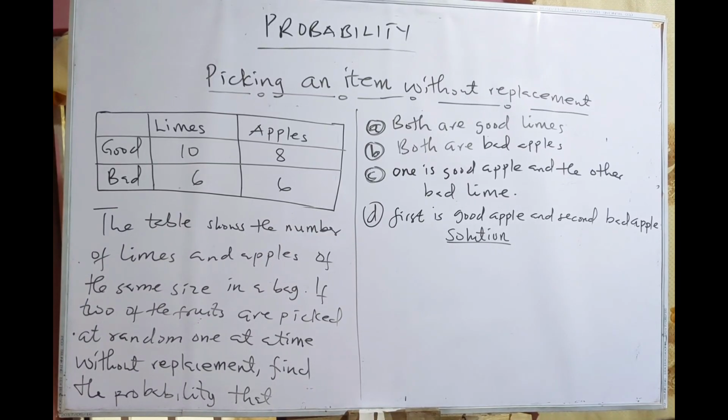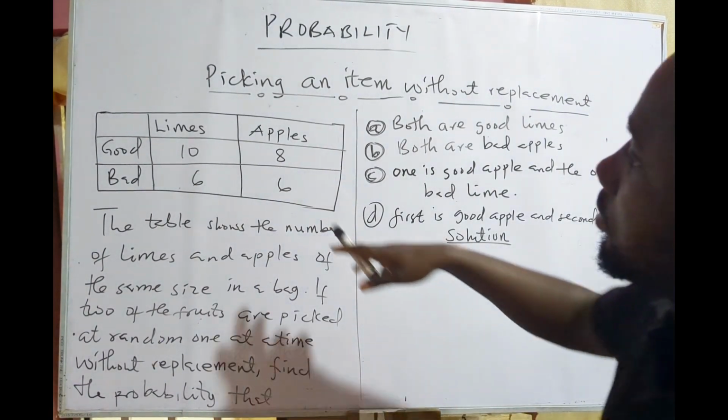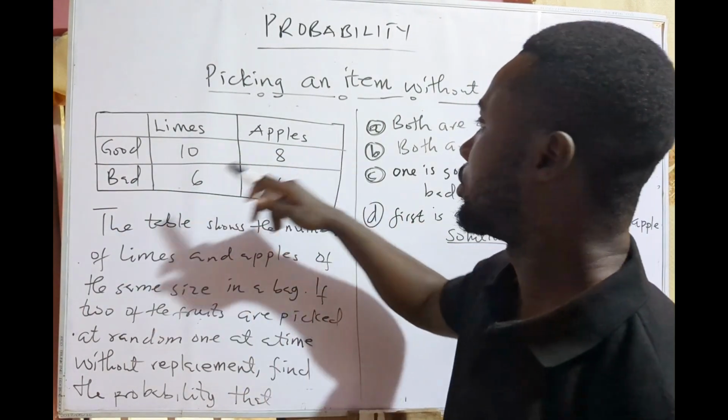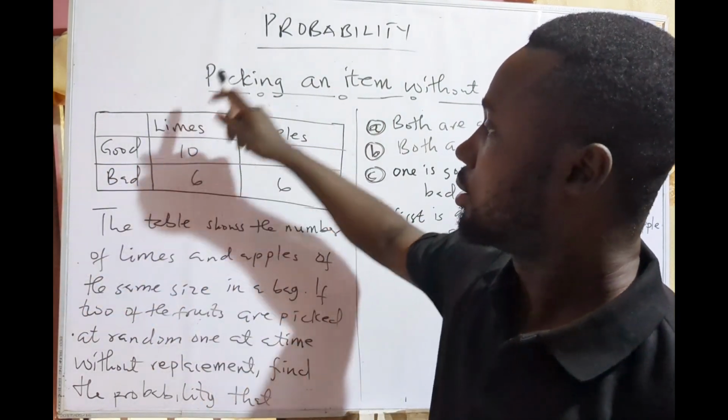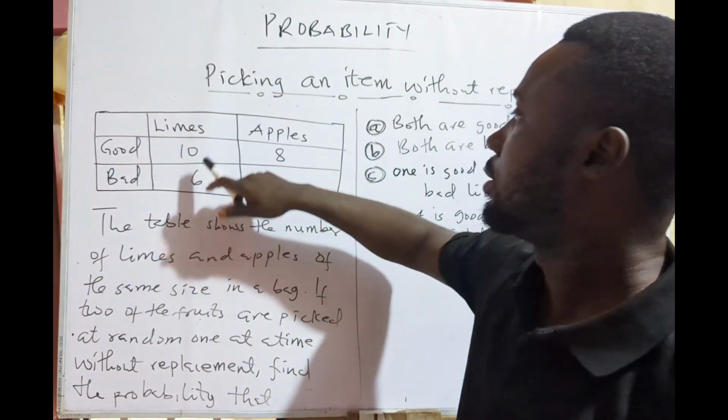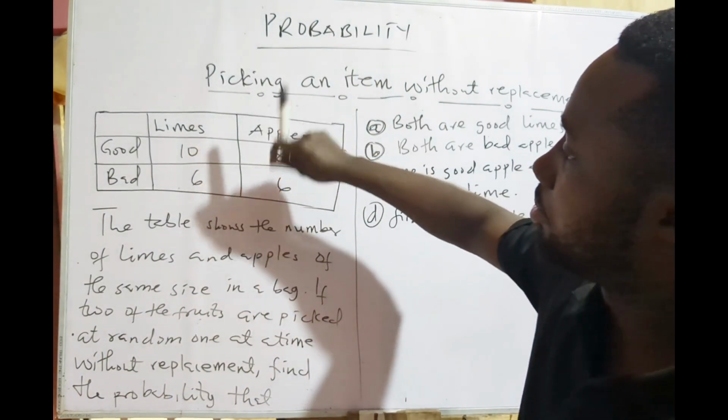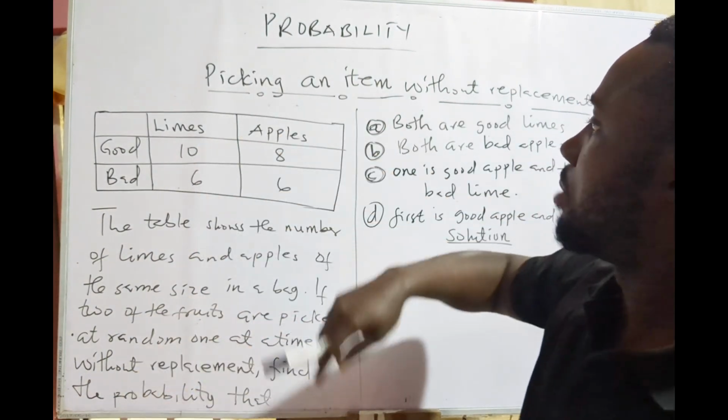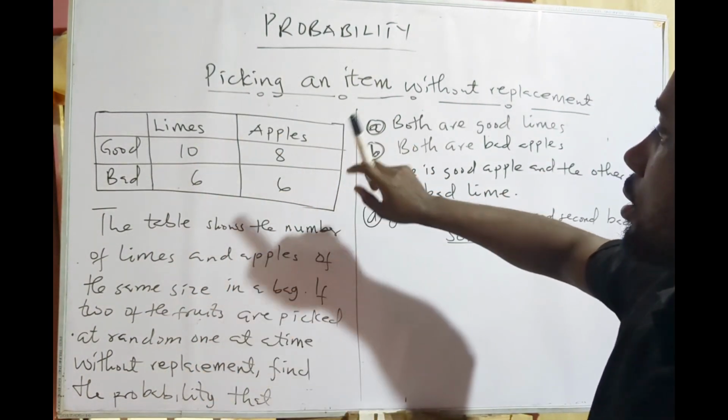Okay, let's look at this question also. We have our table here: limes, apples, good and then bad. So we have 10 limes being good, 6 being bad, apples 8 being good, 6 being bad.